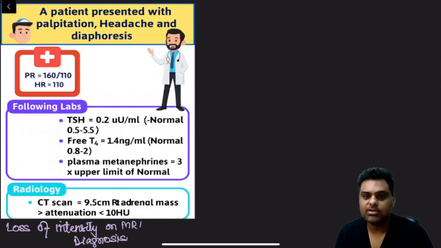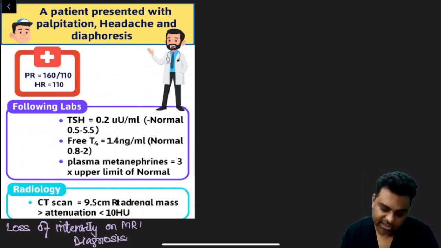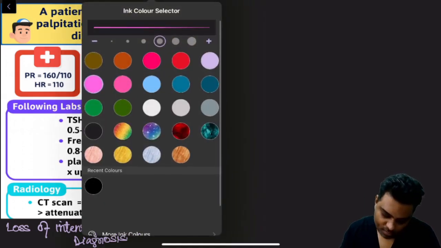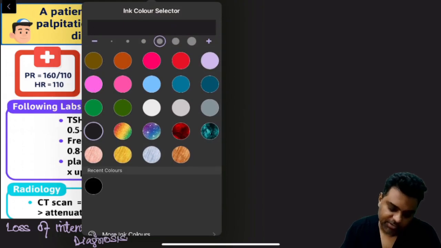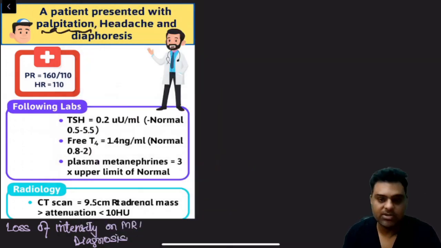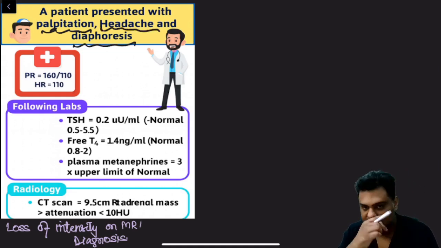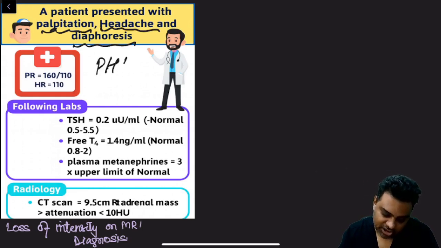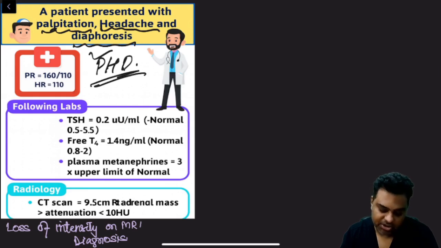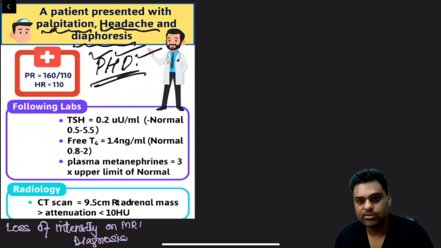So now let's start this. This is a very good question. A patient presented with palpitation, headache, and diaphoresis. Palpitation means heart rate is increased. Diaphoresis is sweating. So whenever you see these three things, that is called PhD: palpitation, headache and diaphoresis. So what is this triad? This is the triad of pheochromocytoma.